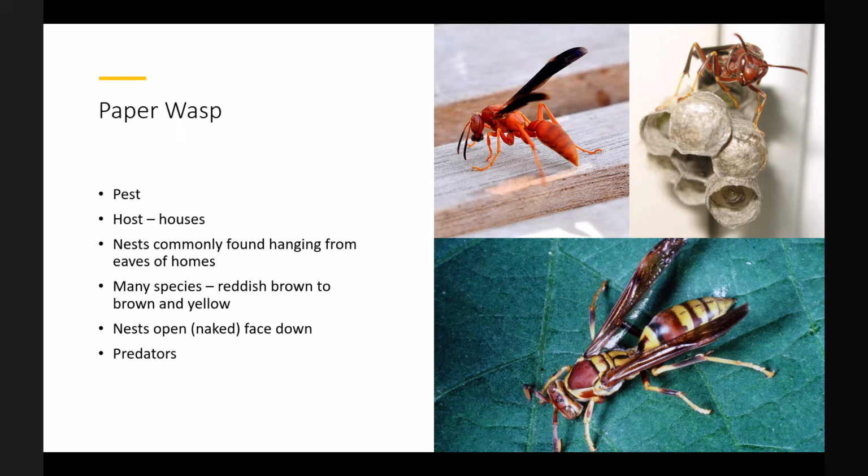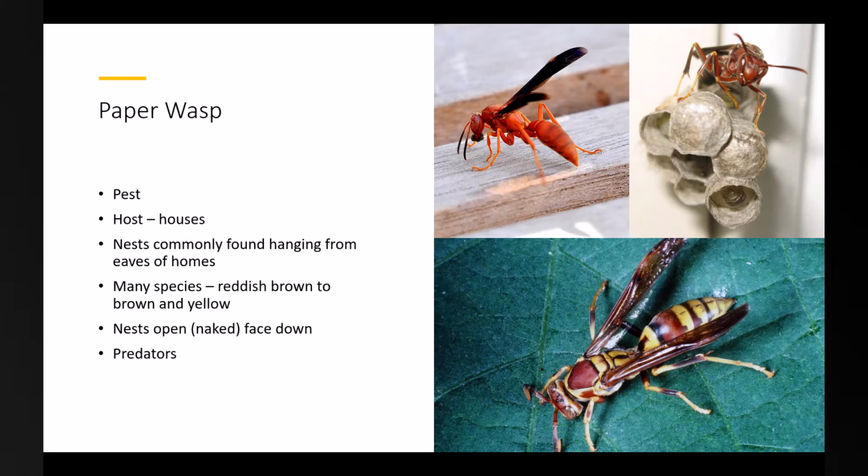Paper wasps are a new addition to the contest as of 2025. Paper wasps are a pest wasp. There's a variety of different species of these Polistes species of wasps. Their hosts are around houses where they build these inverted, upside down nests that are naked or open, where you can see that little larvae poking its head out. The sealed up sections of that start of that nest are pupa.